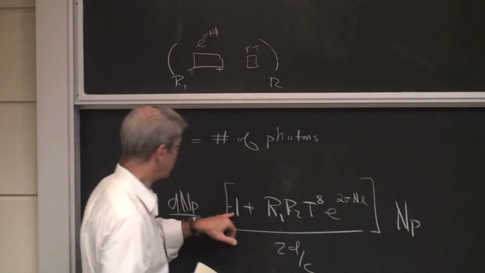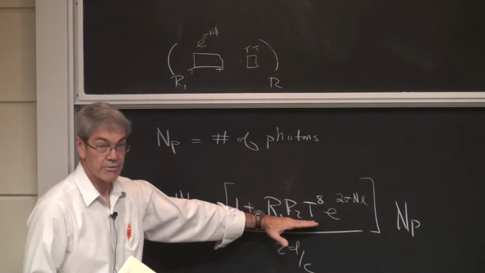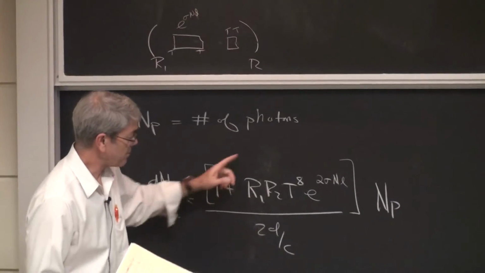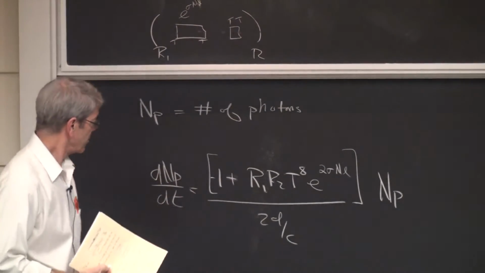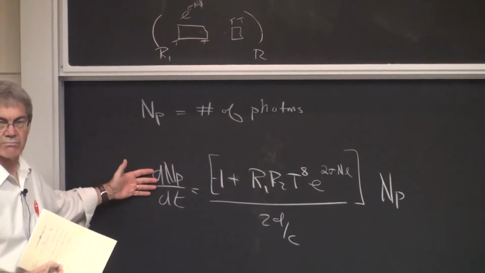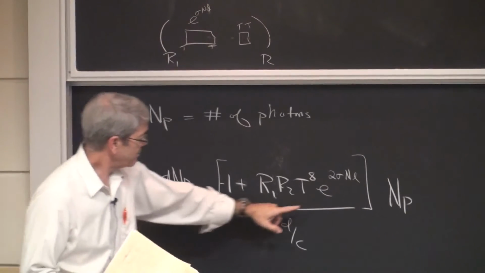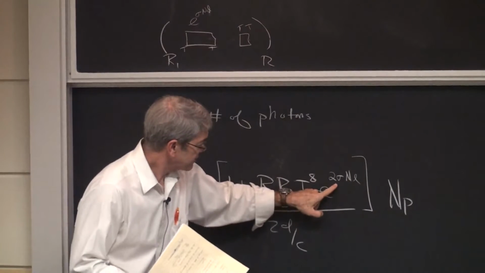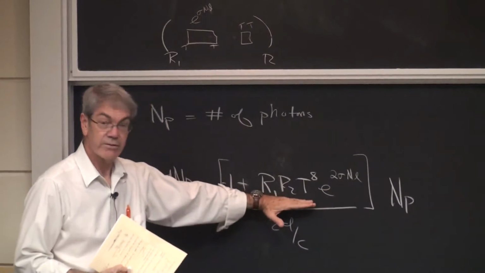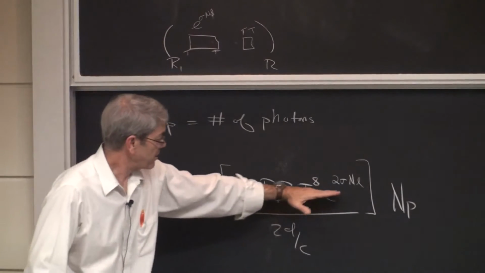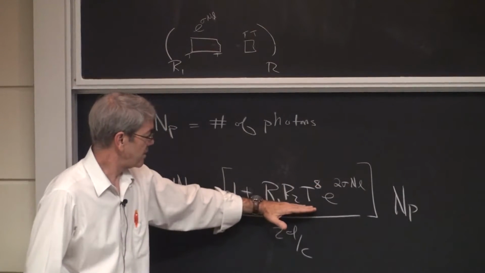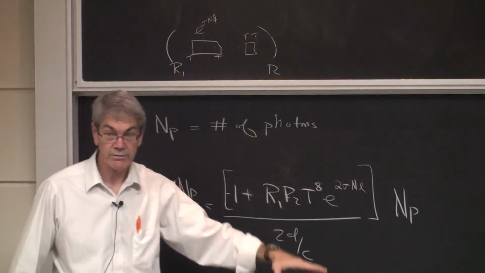So I start with N_p photons. I have that many after a round trip. The difference is how much I'm changing. This is my round trip lifetime. So this is the rate at which photons come or leave. If my gain is enough to make this term positive, then my photons start increasing. If my gain is not sufficient, then I see that I'm losing photons every second.